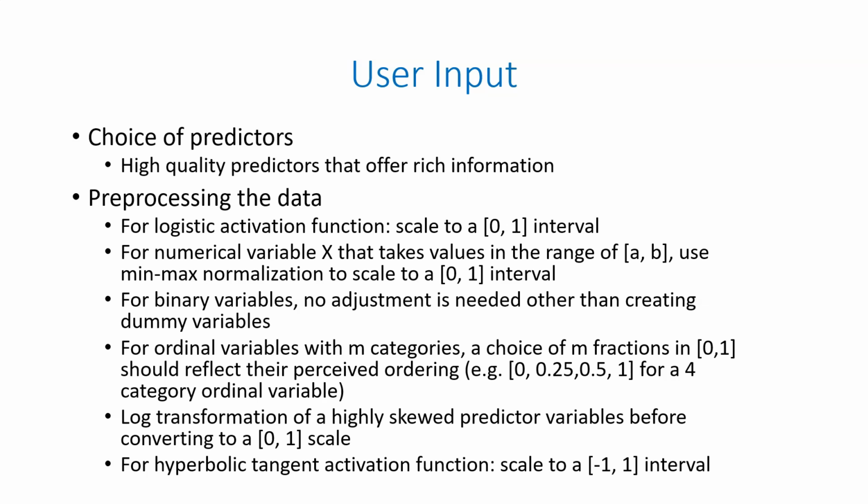Second, some pre-processing of the data is needed before applying the neural networks technique to optimize the performance. For example, if the logistic transfer or activation function is used for transforming the neural network inputs, then it is recommended that the input data be scaled to a 0-1 interval. To scale data to a 0-1 interval is relatively easy. You can use the minimum-maximum normalization technique.